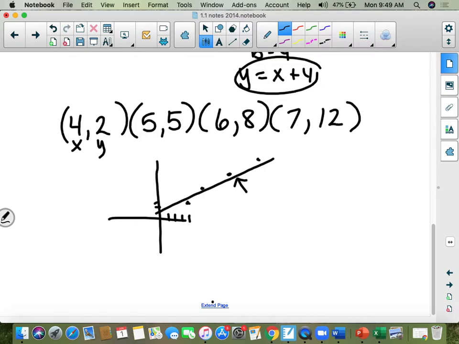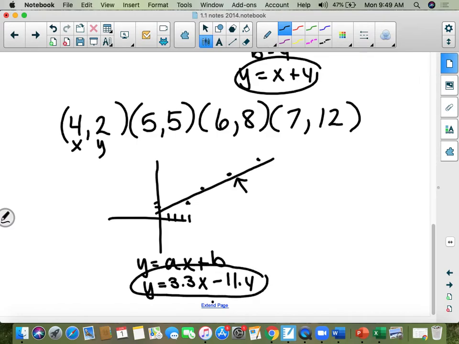Okay, I want to talk about the other ones, but let's hit the line of regression. It says X list, Y list, and I want to go all the way down to calculate to figure out what my line is. It'll say that Y equals AX plus B. Y is equal to 3.3X minus 11.4 is my line that's going to be closest to those points.